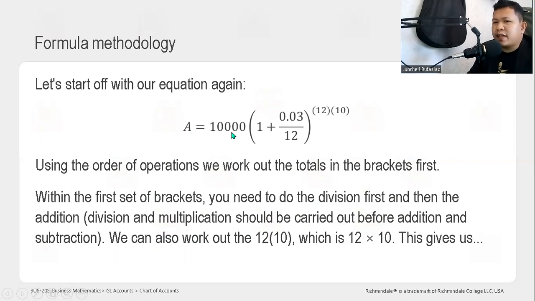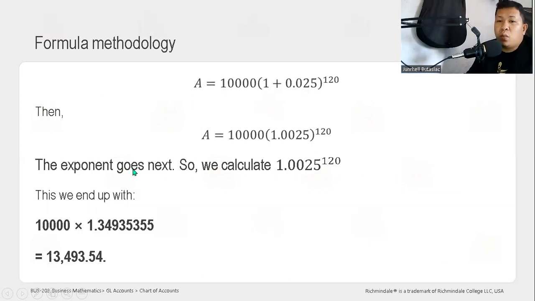So A is equal to 10,000 times 1 plus 0.03 over 12 raised to the power of 12 times 10. Using the order of operations, we work out the totals in the brackets first. Within the first set of brackets, you need to do the division first and then the addition, since division and multiplication should be carried out before addition and subtraction. We can also work out the 12 times 10, which gives us 120.